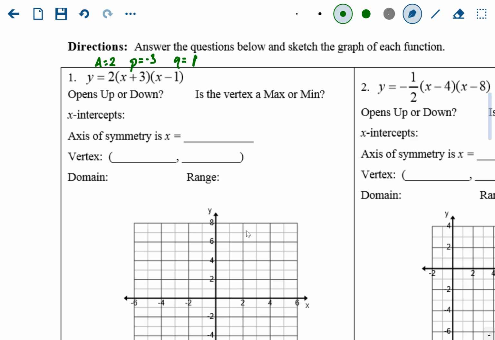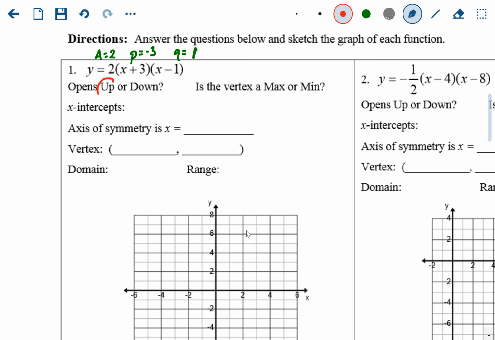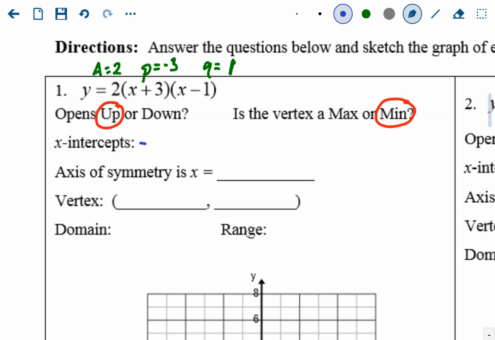Does this open up or does it open down? Well, remember, that always depends on the A value. The A value is positive, so this is going to open up. Which means that the vertex is automatically going to be a minimum. If your parabola opens up, that means the vertex is the lowest point, or the minimum. Alright, the X-intercepts are the P's and the Q's. So we have an X-intercept at negative 3, and we have another X-intercept at positive 1.